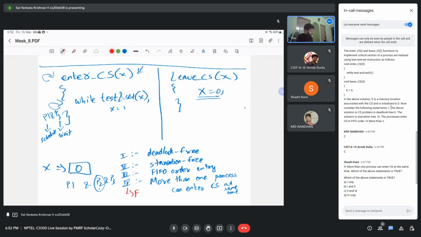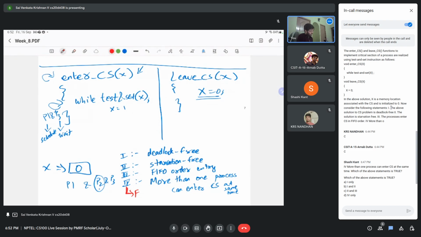Because this condition is only 0 or 1. If it's 1 only, it will be allowed to enter. Otherwise it is false. So in that case, more than one process entering the critical section at the same time would be false. So option D is ruled out.